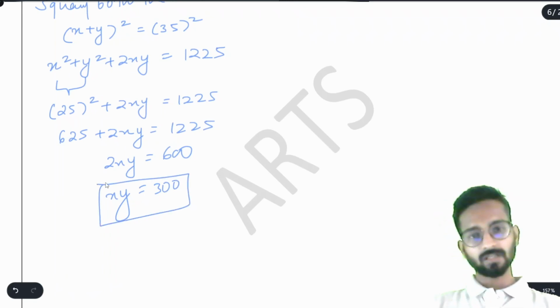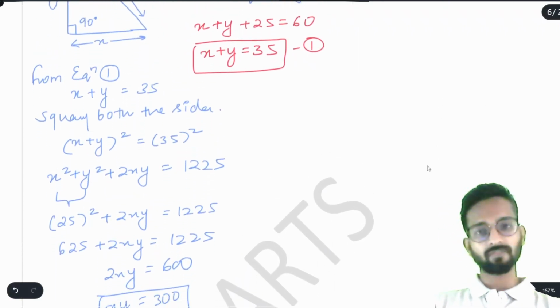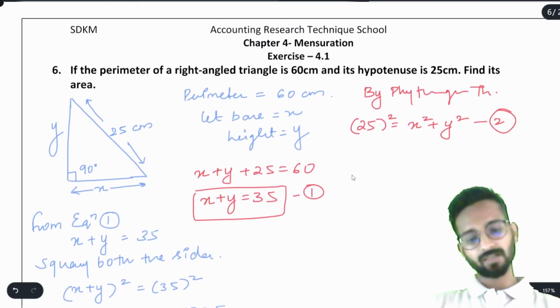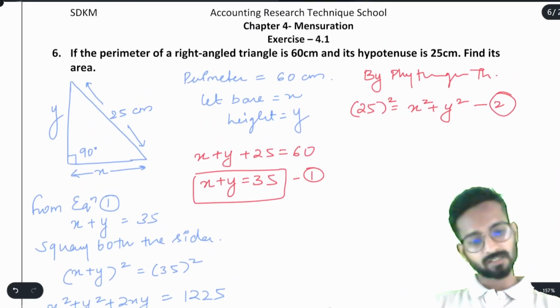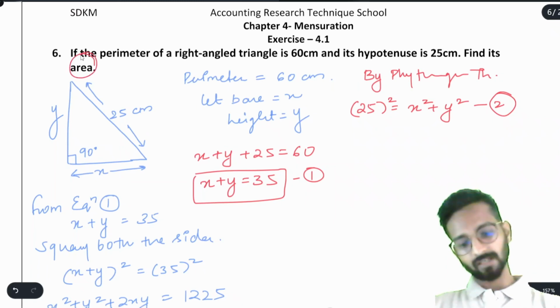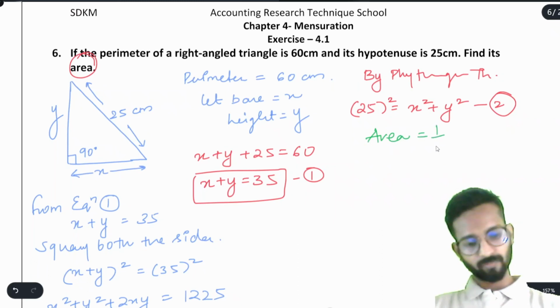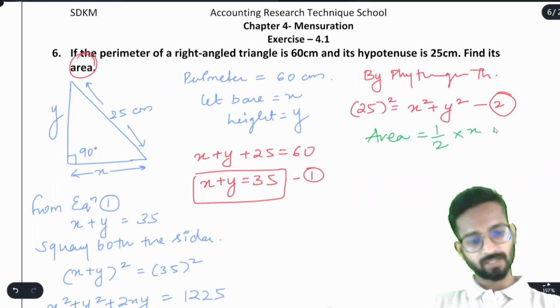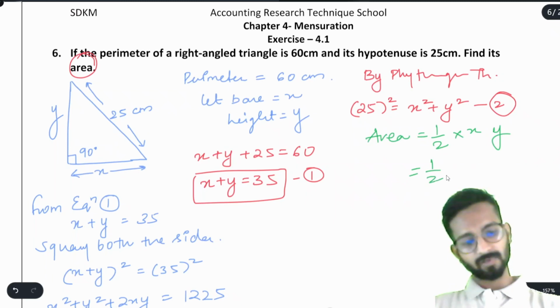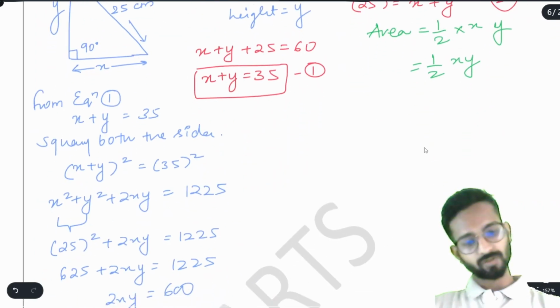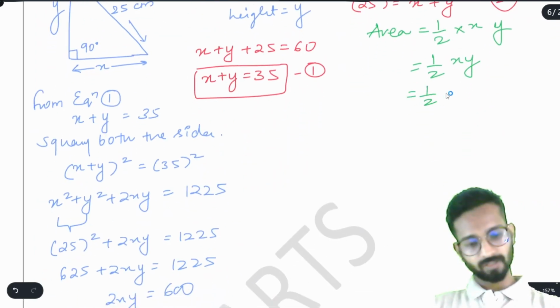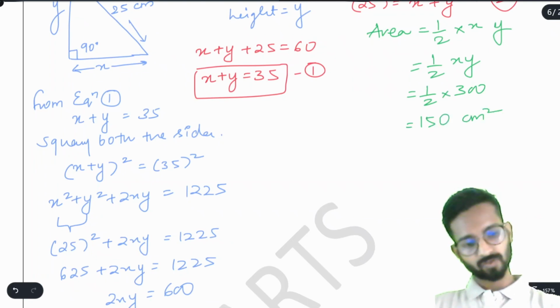Okay. Now see, xy we got. Now what students generally do, they will find the value of x and y by again putting and substituting. But understand one thing. Check what the question is asking. Question is asking, find its area. What is the formula of area? You will say, sir, area is half into base into height. What is base? x. What is height? y. So that is nothing but 1 by 2 xy, and xy we already have. What is xy? 300. So I can say half into 300, that is nothing but 150 centimeter square.